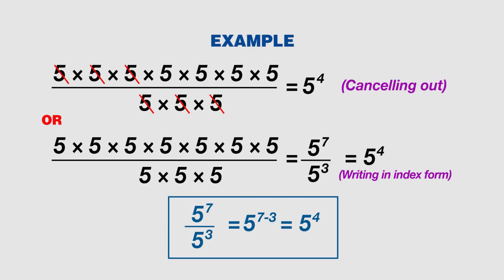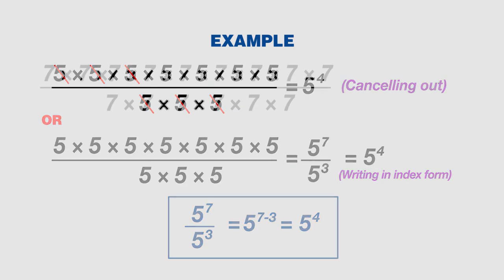And so you have 5 raised to the power 7 divided by 5 raised to the power 3 to give you 5 raised to the power 7 minus 3, which is 5 raised to the power 4. Again, this is a much shorter way of getting your answer.